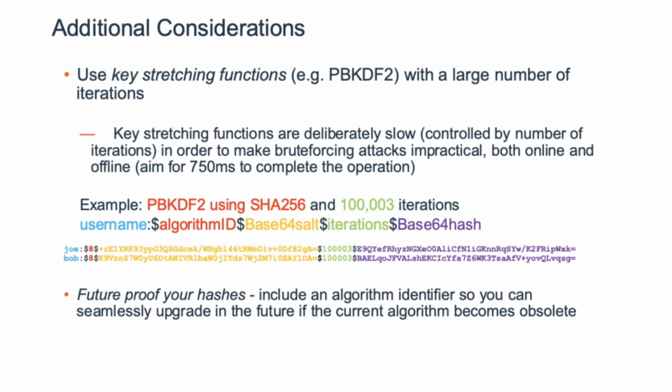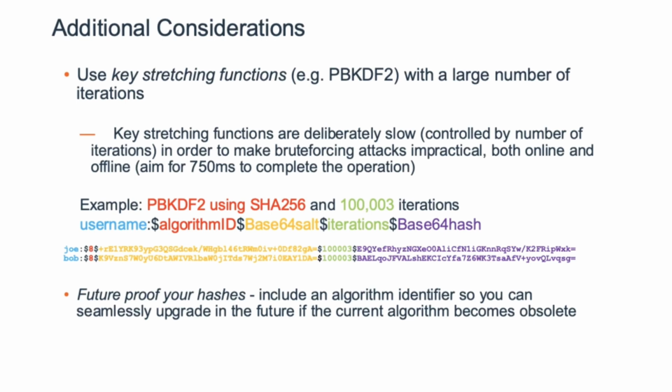Use key stretching functions together with hashing with a large number of iterations. They're deliberately slow, and that's controlled by the number of iterations, and they make brute forcing attacks impractical, both online and offline. You have to aim for maybe 750 milliseconds to complete the operation. So it slows down the calculation of the hash, and if you're trying to brute force a large list of passwords, it just becomes impractical. It takes too long.